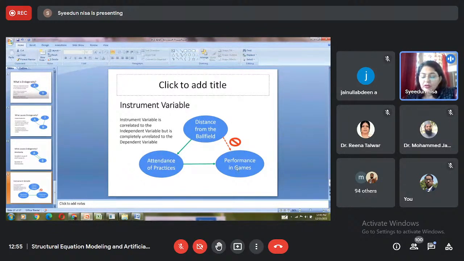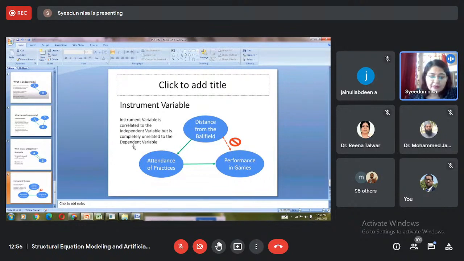And you want to know why performance in games is low, so you are saying that it is because people are not coming for practices, but you are not looking at the fact that the performance in games is low because these practice sessions are from a very far distance from the residence or the place of residence of the student. So that may be the missing variable from your model. So you need to add it, then only you can complete it. Otherwise, you will not be able to actually address this issue of performance in games. So that is the problem of endogeneity. So how to tackle this problem of endogeneity? Okay.